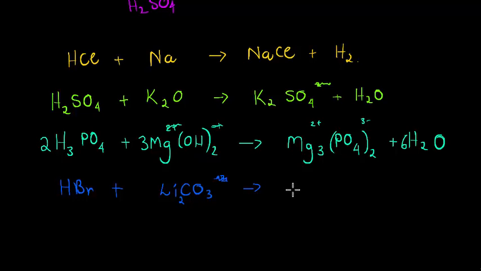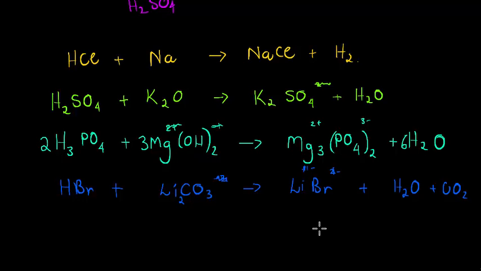This will produce my salt. My salt would be lithium bromide, which is nice because this is a 1 positive and this is a 1 negative, so they are neutral. And then, in this case, I will have hydrogen and that oxygen producing water, and I will also have carbon dioxide forming.